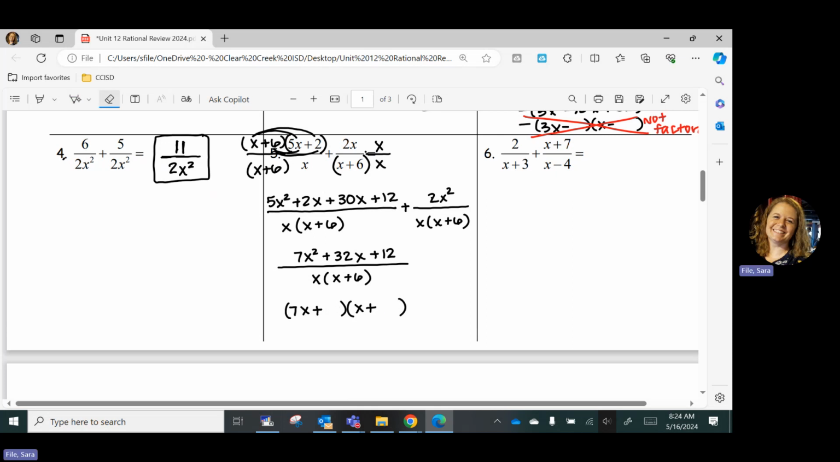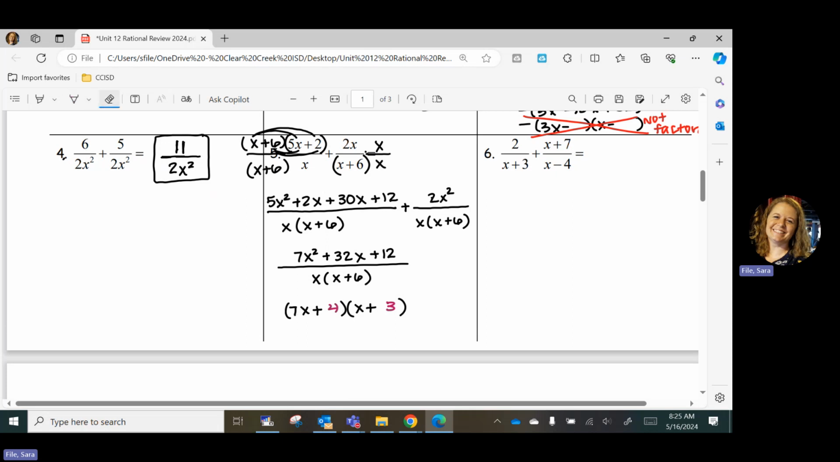So 12 and 1 don't work. 6 and 2 don't work. What about 3 and 4? So if we try 3 and 4, what's 7 times 4? 28. And I add 3. What does that give me? 31. So close, but it's not it. It's not 32. And if you need to check them, some of you can check in your head, some of you need to see it. If I tried to switch it, this wouldn't work either because that would be 21 and 4, that'd be 25.